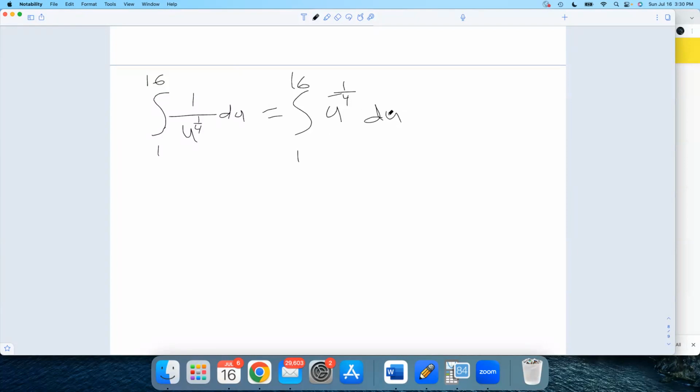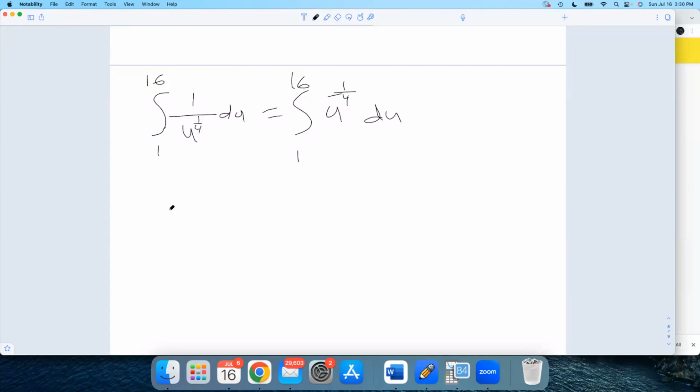I have to keep writing du. Every time I write an integral symbol, I have to have a differential here. These two go together. This is really one symbol. This thing here is glued to that. You'll never have that without that attached to it.